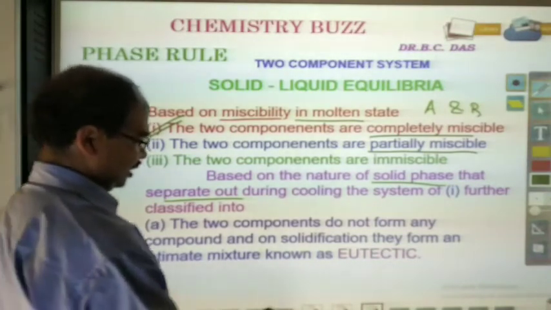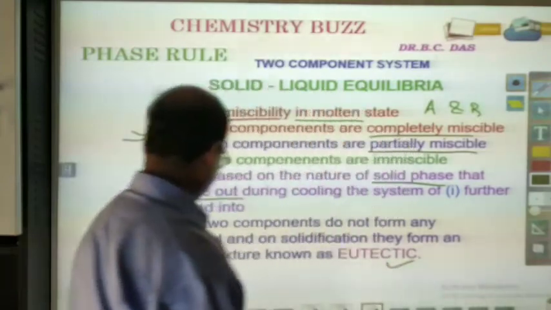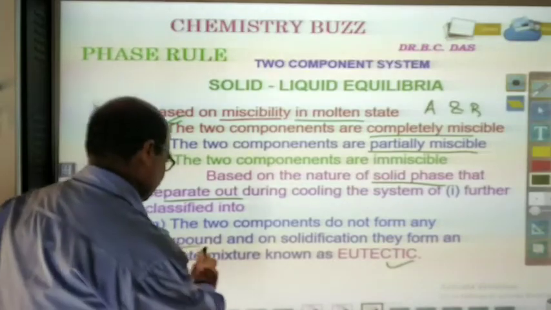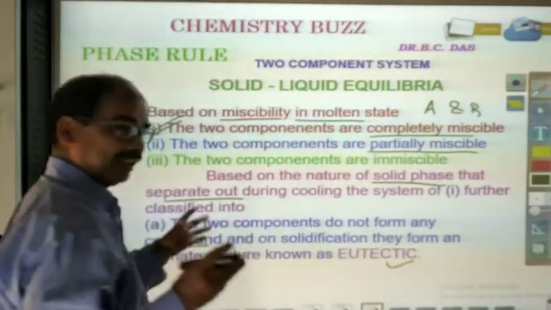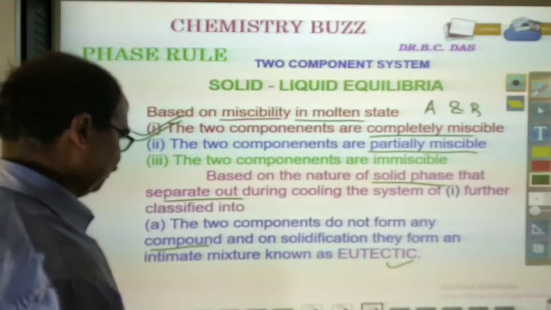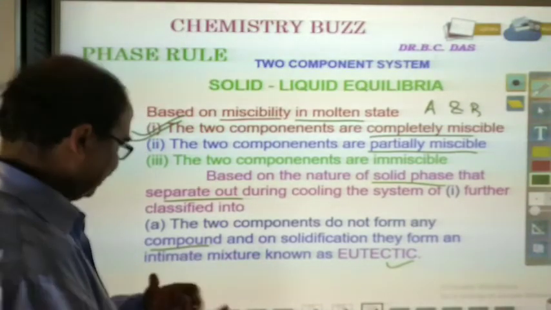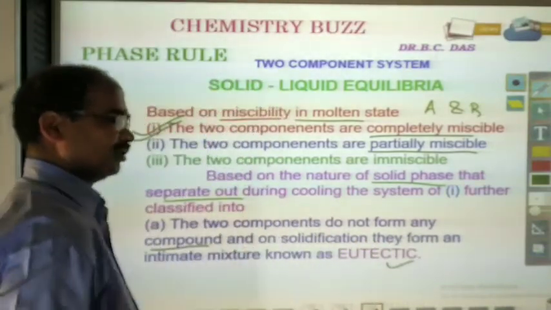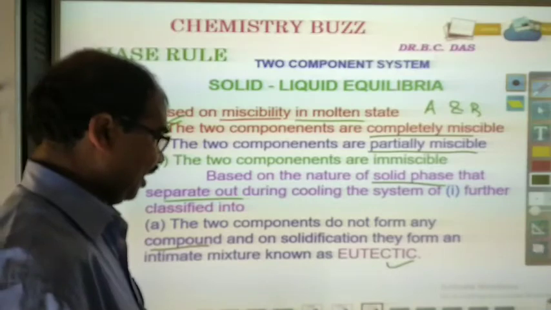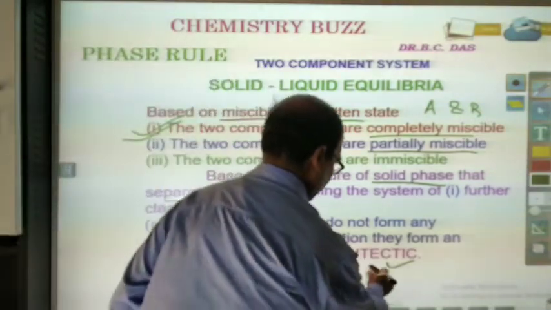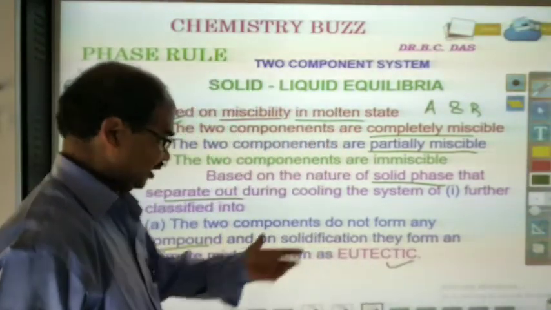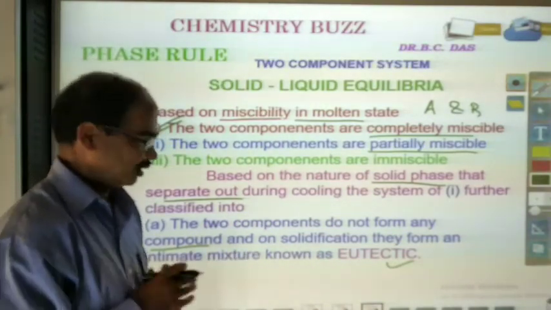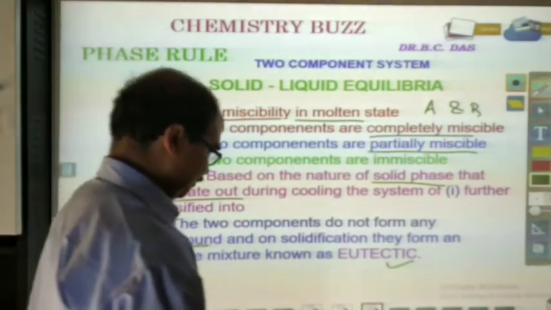The first category is the eutectic. The two components A and B, when they mix, do not form any compound. That means they do not react chemically, and on solidification they form an intimate mixture that is called a low melting mixture, known as a eutectic. So this is a keyword, and in the next video we will study the eutectic.